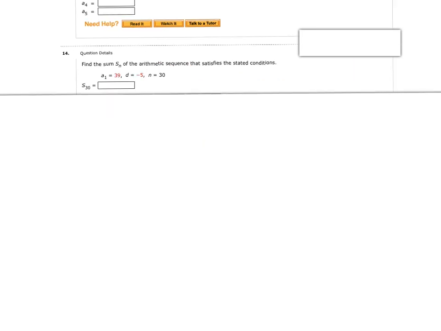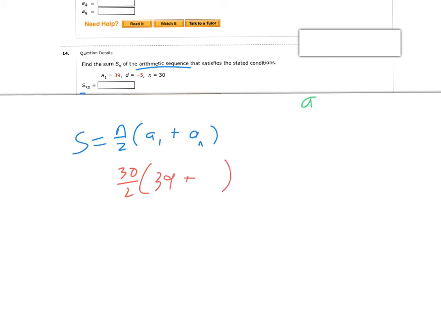All right, next up here, we're switching to an arithmetic sequence, and it is a summation here. So our summation for arithmetic is the n over 2 times the first number plus the last number. So I have some of this information. I know that I have 30 numbers here. I know that the first one's 39, but I don't really know the last one. So I need to write my y equals mx plus b here.